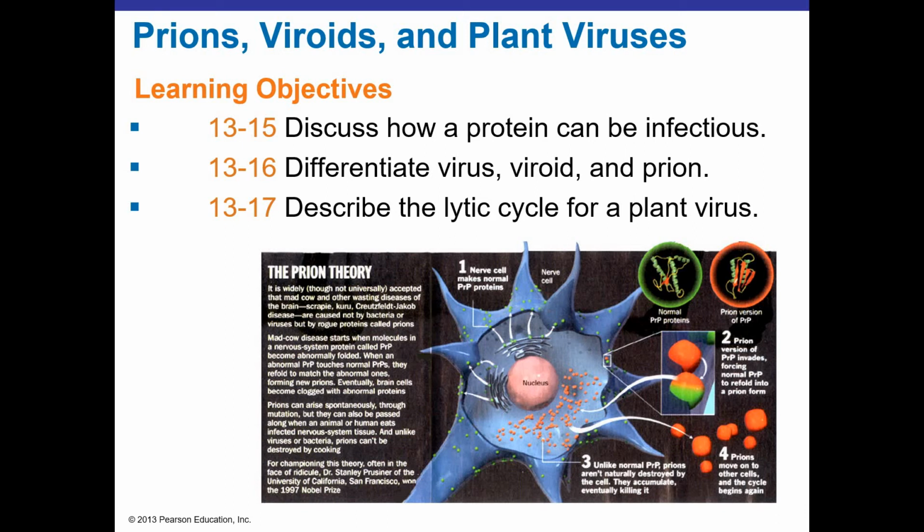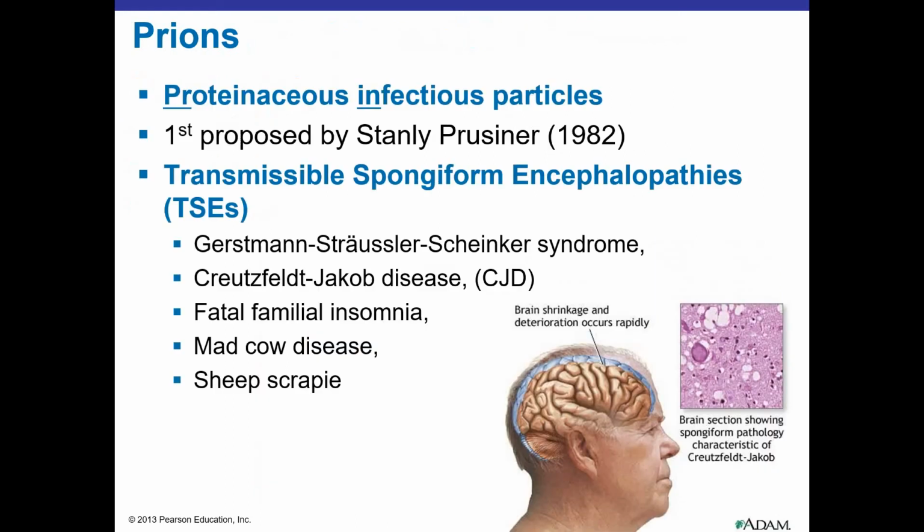Although it's not really a virus, prions are talked about in this chapter as well. So we see with this prion hypothesis that a normal protein gets converted into a bad disease protein. So what does that actually look like? When we talk about prions, they got their name from proteinaceous infectious particles. People really doubted that these protein particles could actually cause disease.